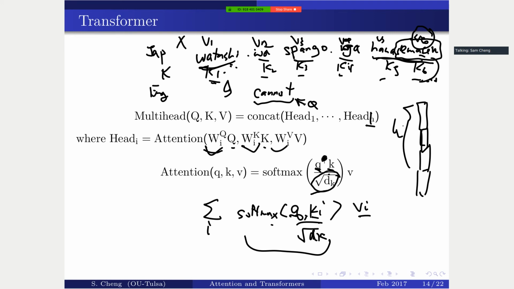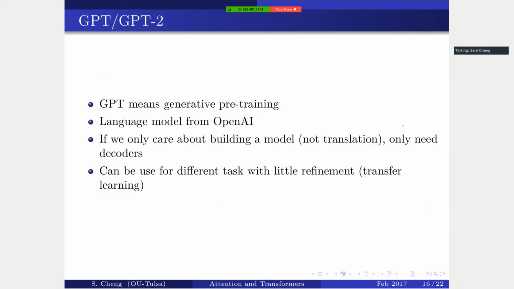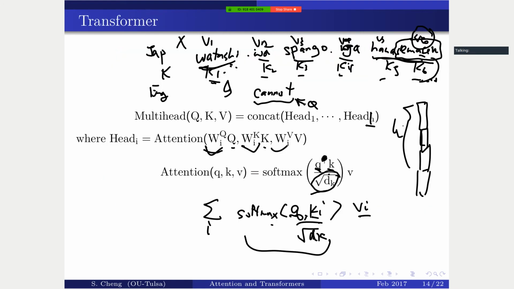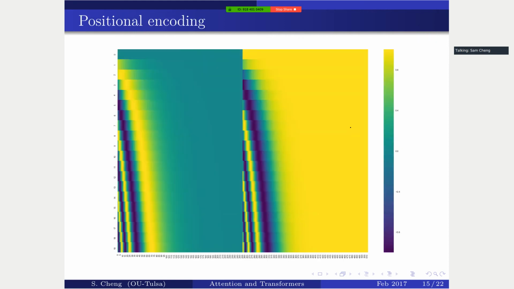Oh wait, actually, here I'm missing something. That should be a W-O here. Eventually, this multi-head output should be this cascade multiplied by another weight, W-O here, to generate the final representation. And this happens for each of the words here.